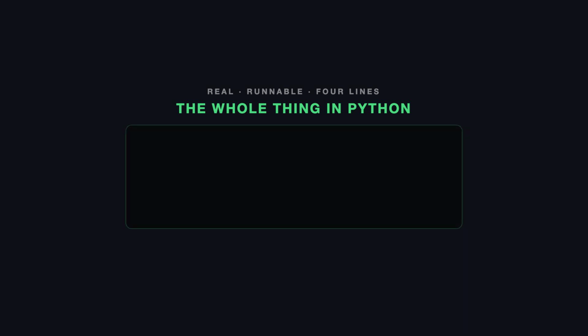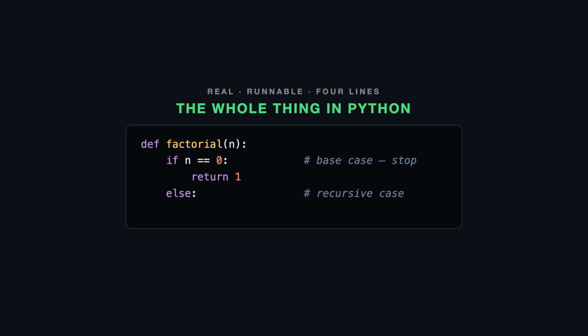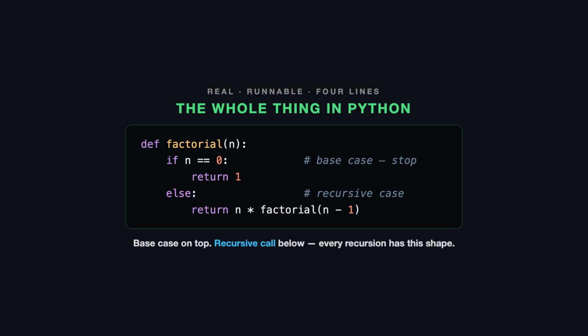Here is the whole thing in real, runnable Python. Factorial, in 4 lines. We define factorial of n. First, the base case. If n equals 0, return 1. That is the stopping point. Otherwise, the recursive case. Return n times factorial of n minus 1. That is the call to itself, on a smaller number. That is it. Base case on top, recursive case below.